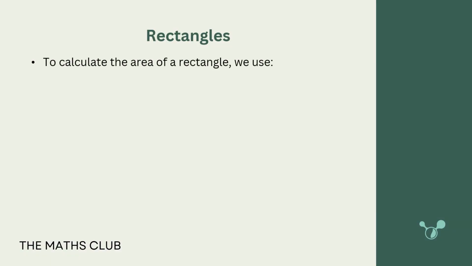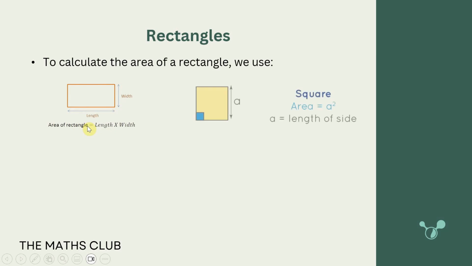To calculate the area of a rectangle, we use the formula length times width. I told you that the length is always greater than the width. So this is the length, this is the width. So the area of a rectangle is length times width. While for a square, since all the sides are equal, it's the same length times width, but this is a times a. Basically, it will give you a squared, or r times r, or c times c will give you c squared, where a, b, or c is the length of a side.